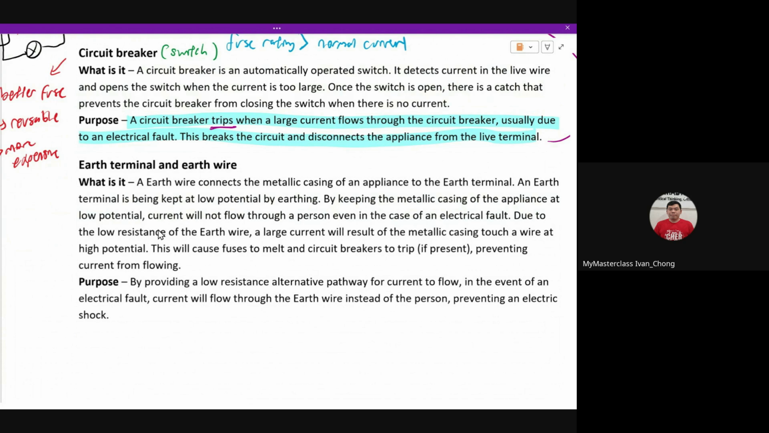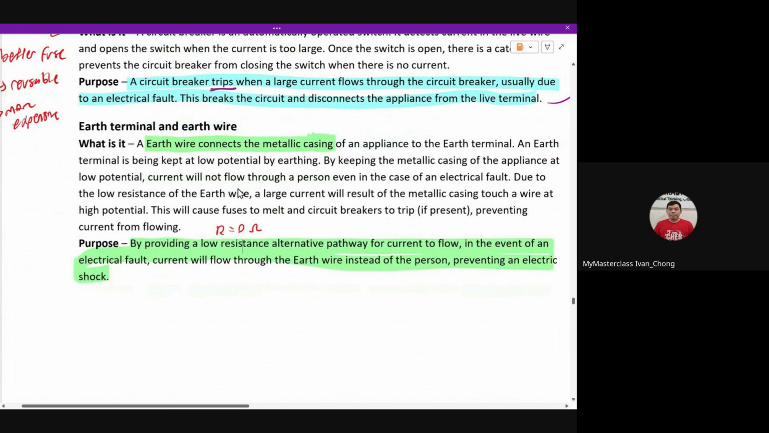Okay. Now, for the earth wire itself, what does it do? Earth wire is always connected to the metal case. Okay, and it will always be at low potential. So how do you do that? Basically, it is this part. Okay, so you must have a path of 0 ohms. So what happens is the current will flow through the earth wire instead of the person. It will prevent an electric shock.